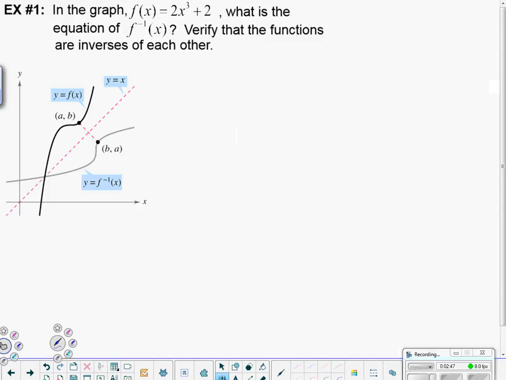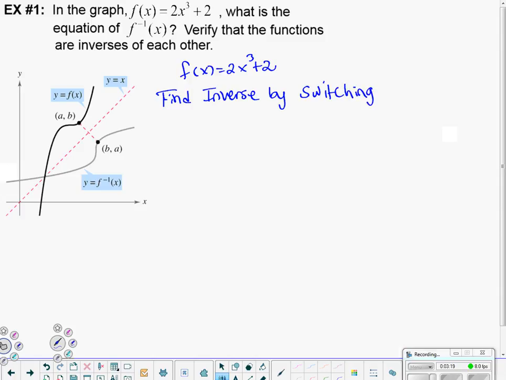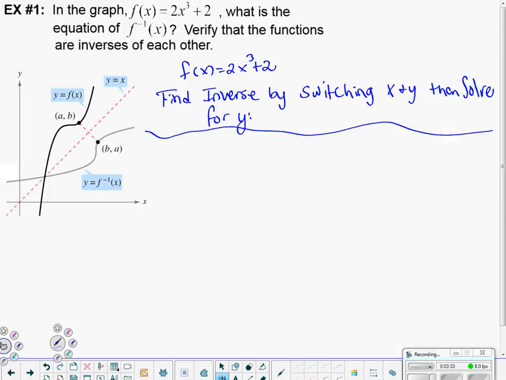Example number 1 says, in the graph f of x equals 2x cubed plus 2, what is the equation of the inverse? Verify that the functions are actually inverses of each other. So let's go with the function f of x equals 2x cubed plus 2. How do I find an inverse? Find the inverse by swapping, however you want to think of it, switching x and y, then solve for y. That's a procedure that you have done before, I'm sure. So I'm going to start with y equals 2x cubed plus 2. And that was my f of x. To find the inverse function, f inverse of x, I am going to switch my x and y. So this will now say x equals 2y cubed plus 2.